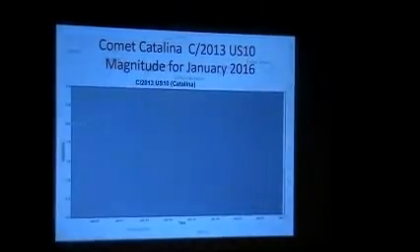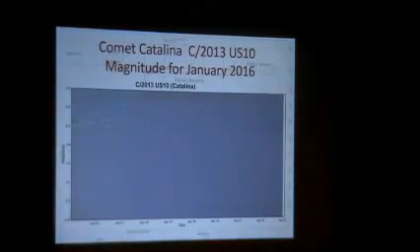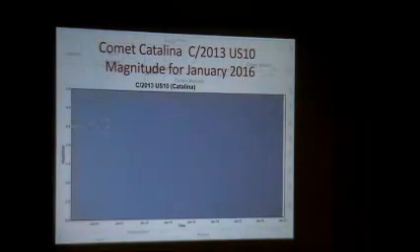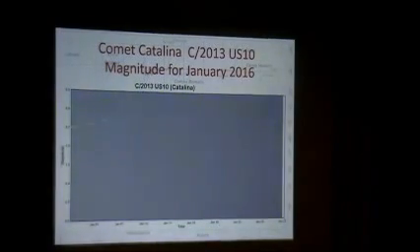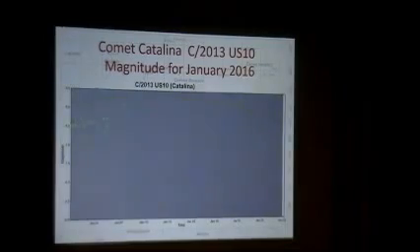Okay, my next slide here. This is the current prediction for the magnitude for Comet Catalina. So the whole month is right. Okay, so here's January the 12th. They said 5.6 or something like that, but I think the current magnitude is supposed to be 6, I believe. Around 6 magnitude. And it pretty much dips a little bit more as it moves away from the Earth.